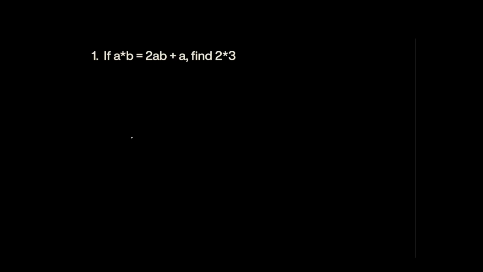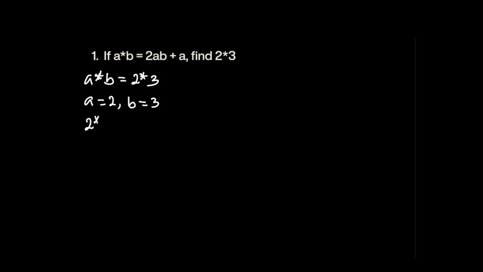So question 1 states that if A operation B equals 2AB plus A, find 2 operation 3. How do you find this? We start by saying A operation B equals 2 operation 3. And we know that A is equal to 2 now, since they have the same operation, and B equals 3.